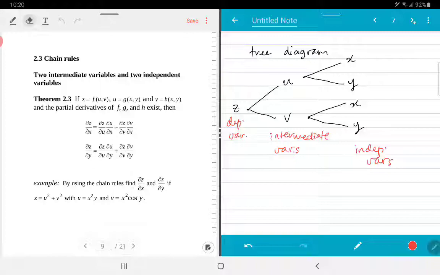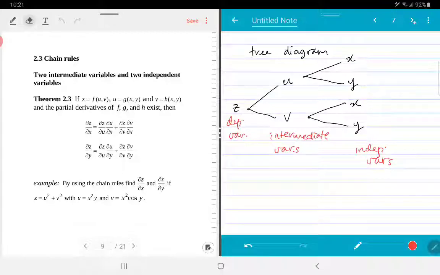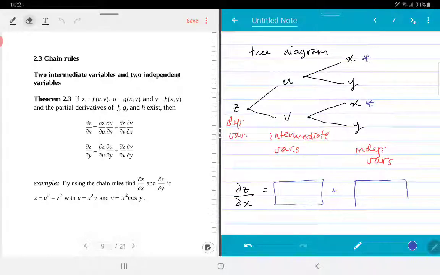Okay, now to get partial z partial x, since the independent variables are more than one, in this case we have two, when we differentiate z, it's going to give you a partial derivative. So let's say you want to find partial z partial x. Now when you look on the far right, we can see that we have two x's, one here and one here. So what should come to your mind is that we should have two terms. It's going to be a sum of two terms because we have two x's on the far right.